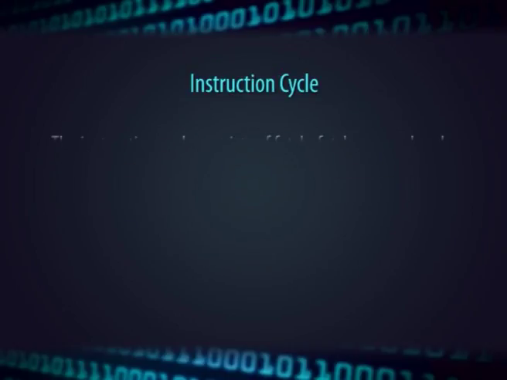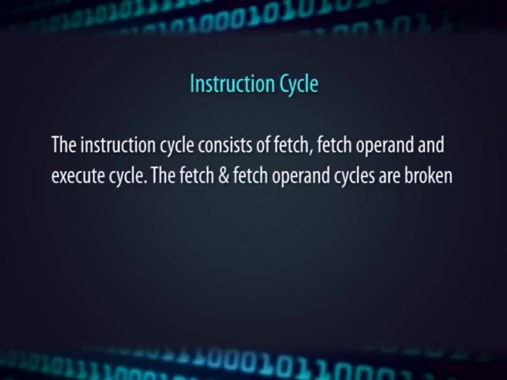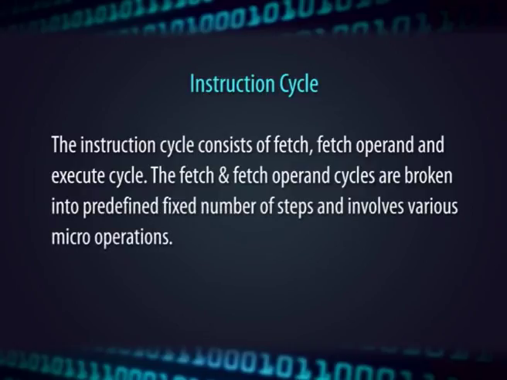The instruction cycle consists of fetch, fetch operand and execute cycle. The fetch and fetch operand cycles are broken into a predefined fixed number of steps and involve micro operations. For the execute cycle, as we have seen in this add, a different sequence of micro operations exists for each instruction available in the instruction set of the CPU. In short, we can say that the functioning of the processor can be decomposed into elementary operations called micro operations.